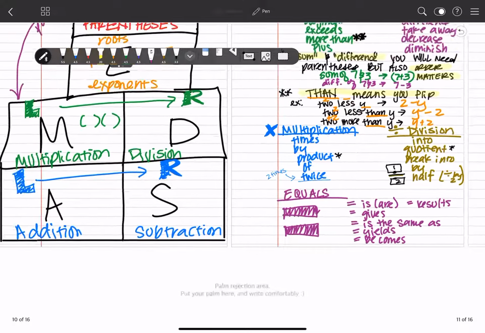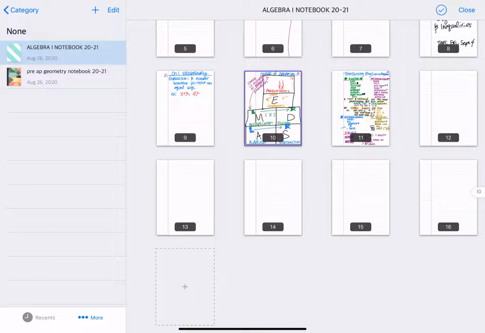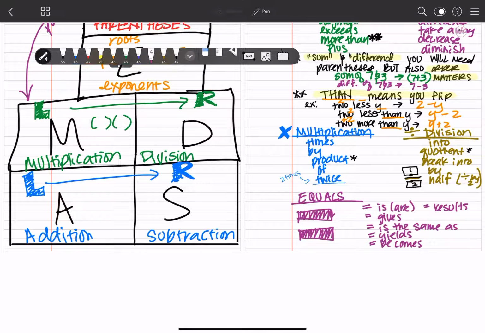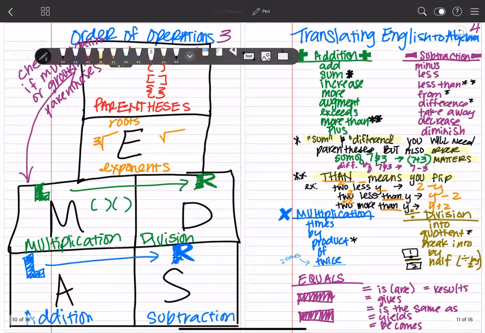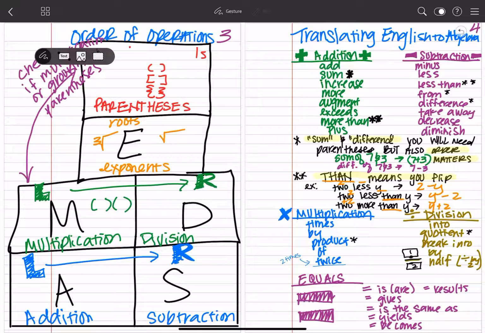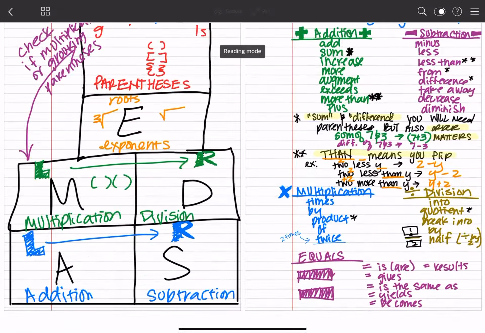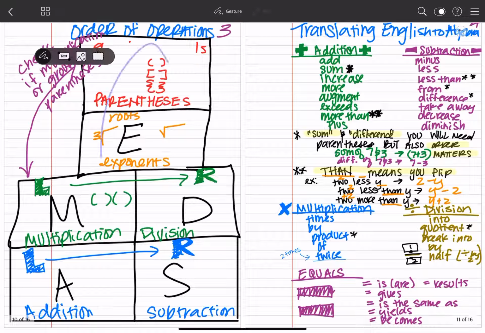So here's what we've got. And whoa. And this is what your notes should look like right now. So you've got yesterday's notes over here. And then here are today's.